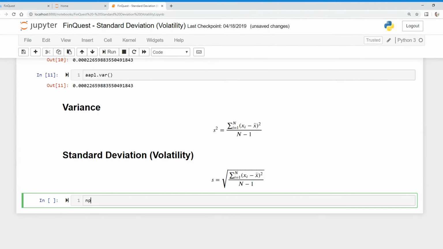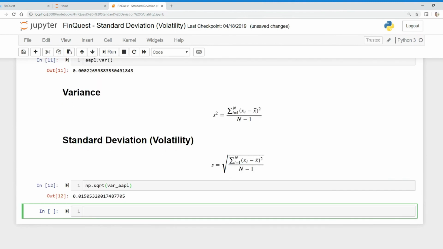All we need to do is take our NumPy library, np, and say np.sqrt and take the square root of the variance of Apple, which we calculated in our last video. And there we go. We have the daily standard deviation. And it's important to note that this is a daily standard deviation. Usually in finance, we like to annualize our standard deviations.